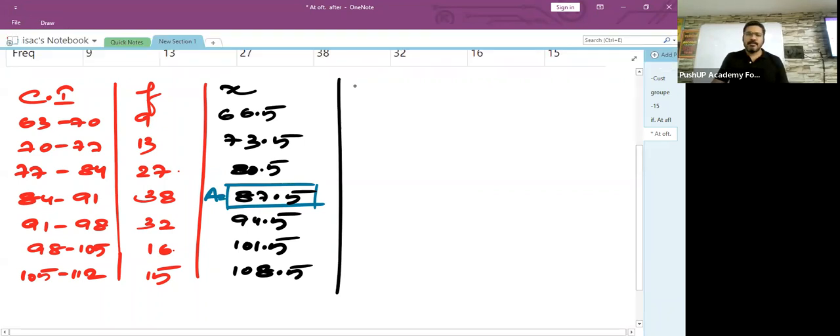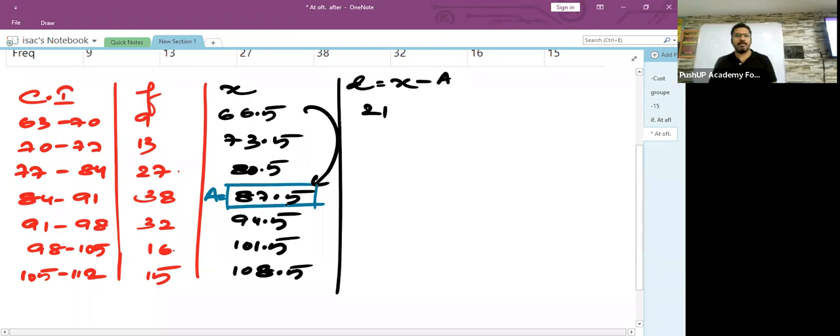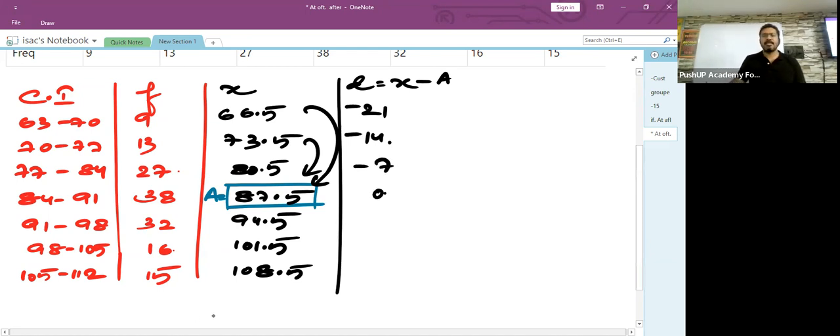Now, let us find the column of d. d is equal to what? As usual, x minus a. So 66.5 minus 87.5. How much? Minus 21. 73.5 minus 87.5 is how much? Minus 14. 80.5 minus 87.5, it is a minus sign, isn't it? So minus 7. Then comes 87.5 minus 87.5, which is 0. Then comes 94.5 minus 87.5, which is 7.